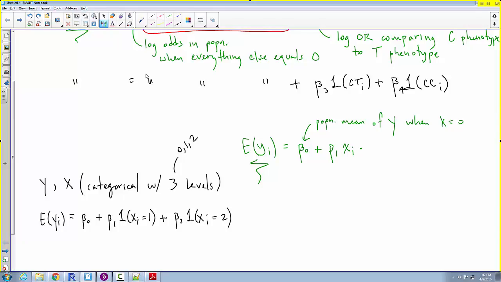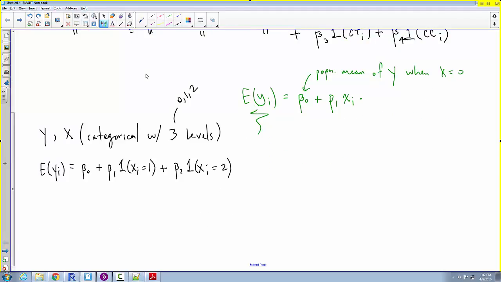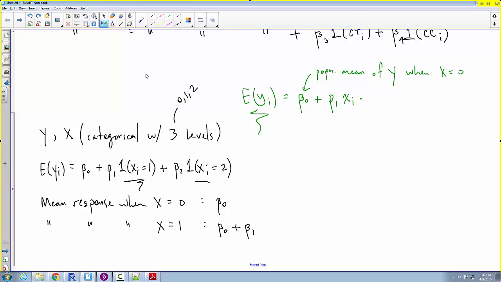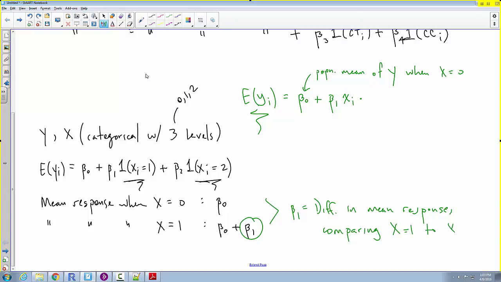In which case, the mean response when x is equal to 0 is just beta 0, because that term and that term are both 0. The mean response when x equals 1 is beta 0 plus beta 1, because for that individual, this piece turned on, but that one's still off. So that beta 1 is a comparison between those two. Beta 1 is a difference in mean response comparing x equal 1 to x equal 0.